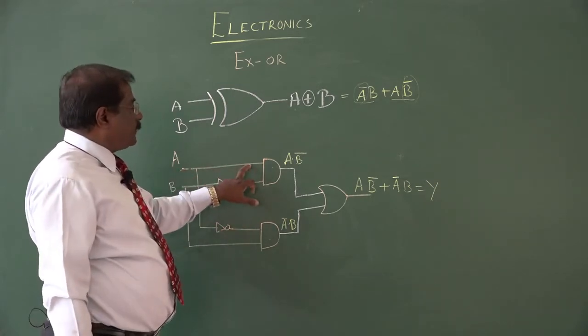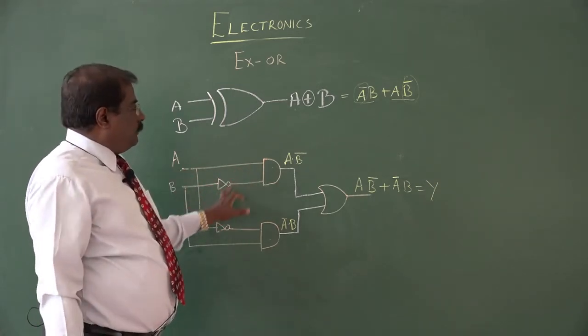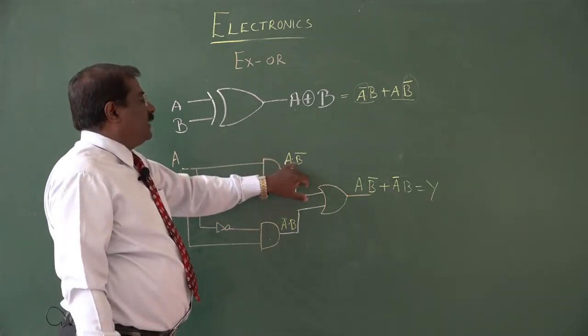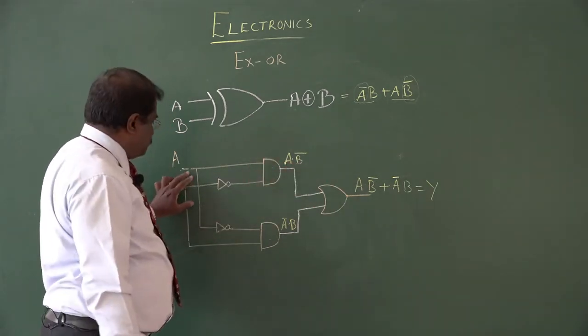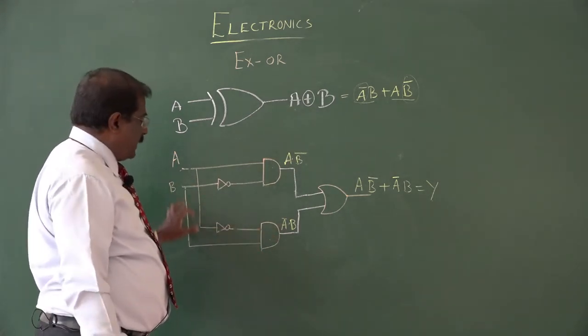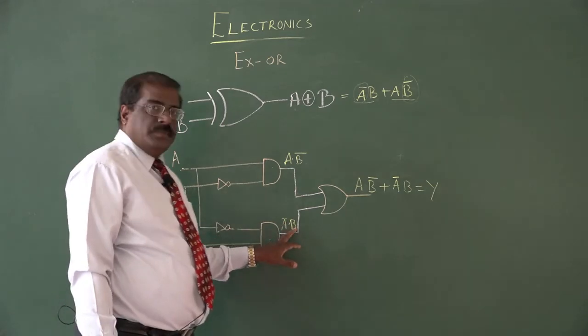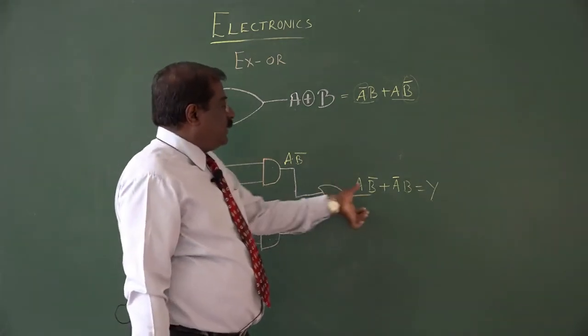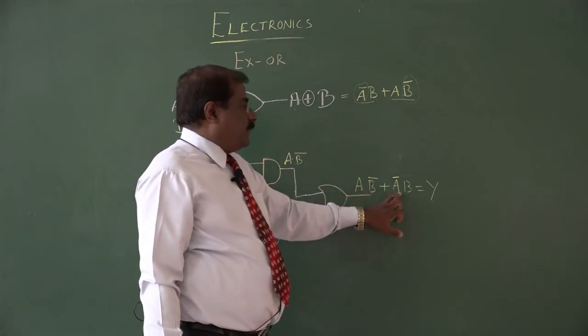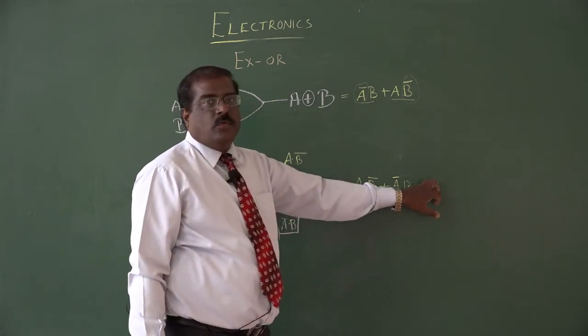So A B bar. Both are ANDed together, that is A dot B bar. Here A NOT function, so A bar, and another one is B, A bar B. Both are ORed together, A B bar. OR function is plus, that is A bar B is equal to Y.